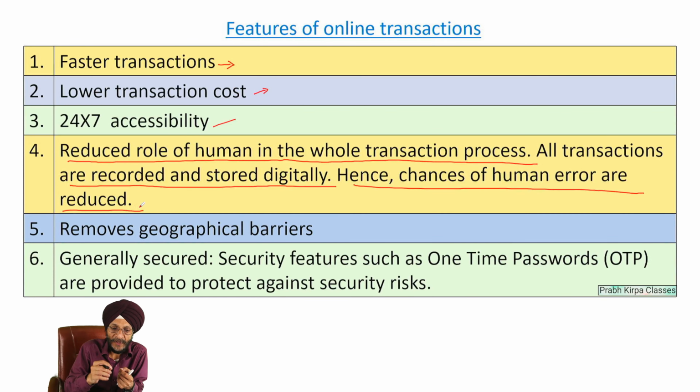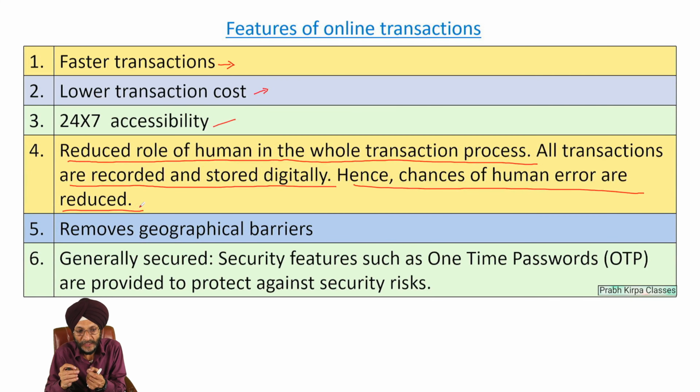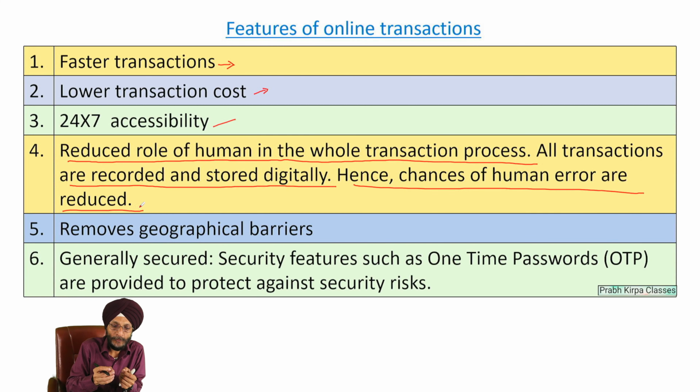Or whenever we are making the payment in cash, we are to make the payment of say 100 notes of $1 each. It is quite possible that while counting we may count 101 or 1 or only 19. So there are chances of human error in case of offline transactions.